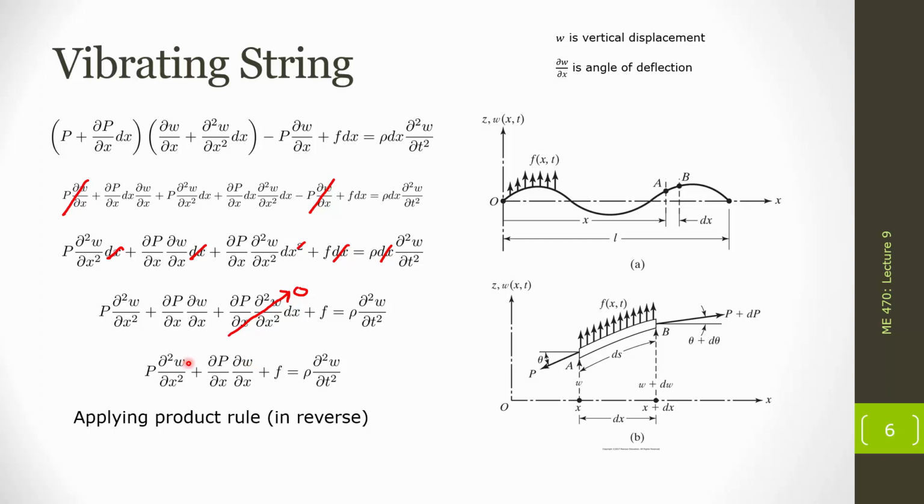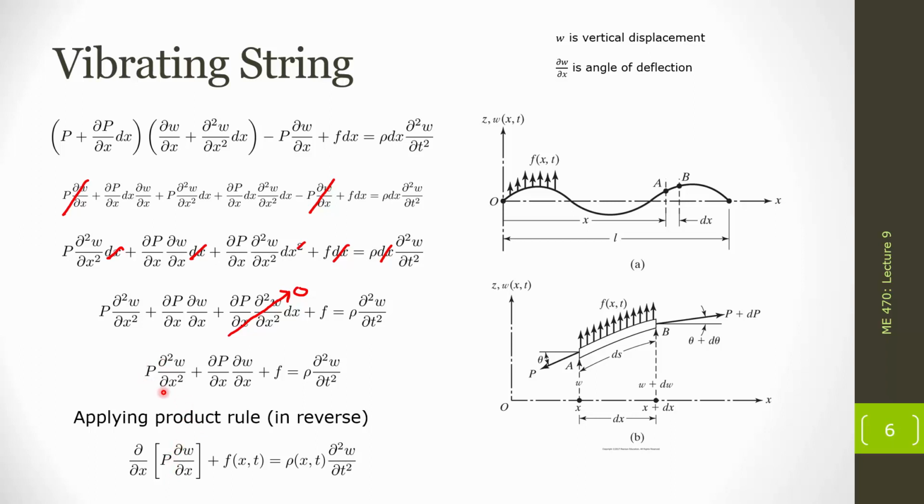So I can group these together as the operation of d dx of p del w del x. We see, if we actually went in the opposite direction and expand out this product rule, remember product rule is going to be the derivative of the first term times the second. So that's actually this term over here, del p del x, and I copy del w del x, plus the derivative of the second term plus the first term. And that's what this is here.